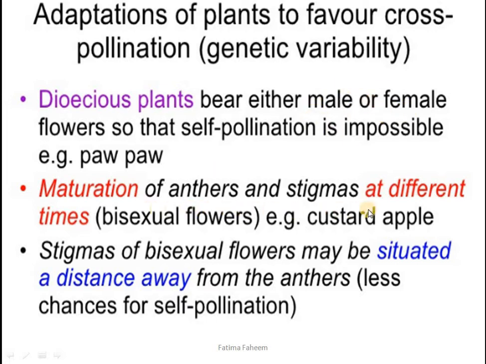Maturation of anthers and stigmas at different times. So in the case of bisexual flowers, self-pollination is prevented in a way that the anthers and stigma of the bisexual flowers would mature at different times. The stigma of bisexual flowers may be situated a distance away from the anthers, so there would be less chance of self-pollination. So these are the three ways by which flowers can favor cross-pollination and prevent self-pollination.